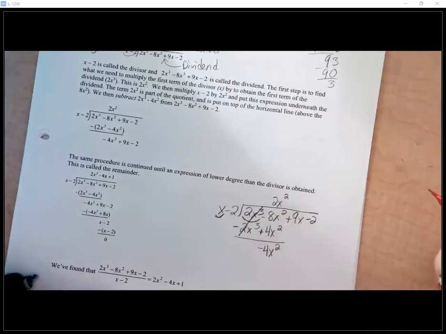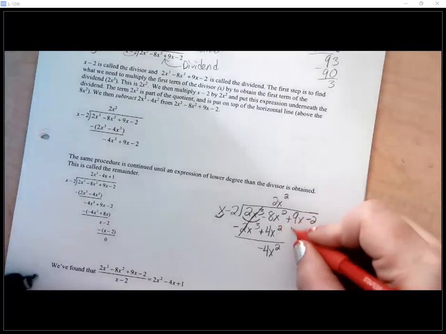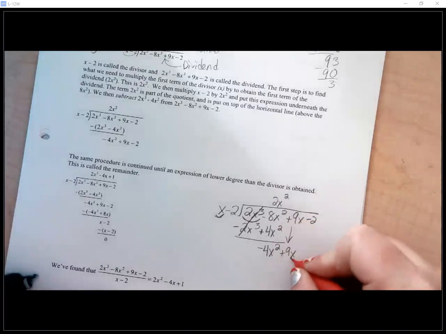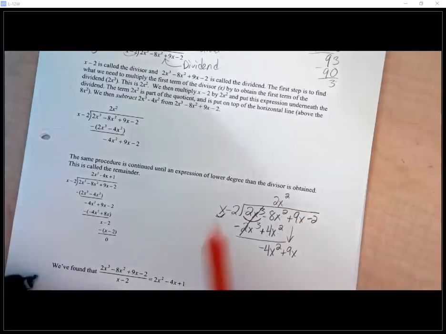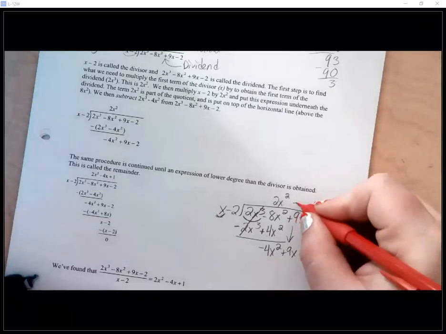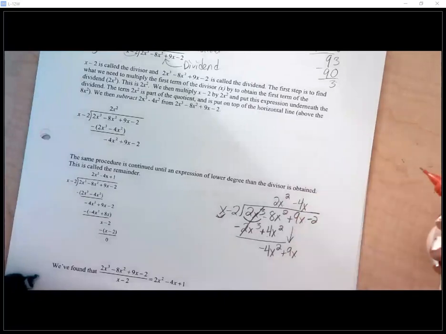Right? And then what do you do? What do we do with numbers? Jake? Yeah, I'm going to bring down the next term. So I'm going to bring down a plus 9x. And then I basically just repeat the process. I'm going to ask myself, what would I multiply just x by? Just whatever that first chunk is. What do I multiply that by to get negative 4x squared? What do you multiply that by to get that? Negative 4x. So I put it up top in the x column, negative 4x. Watch your signs here, be careful.